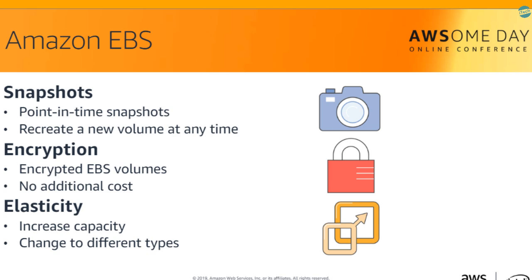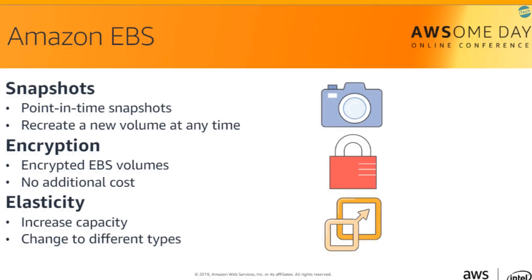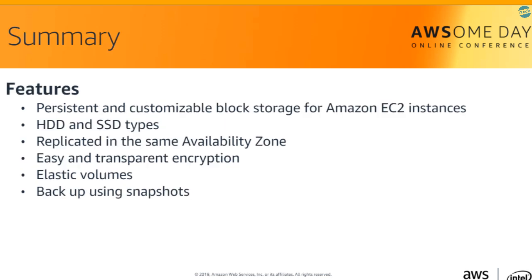When your company grows, the amount of data stored on your EBS volumes will probably also grow. EBS volumes have the ability to increase capacity and change to different types, meaning that you can change from hard drive to SSD or increase from a 50 gigabyte volume to a 16 terabyte volume. And this resizing operation can be done on the fly without having to stop the instances. And that's it. In summary, we have reviewed what EBS volumes are and its various characteristics.